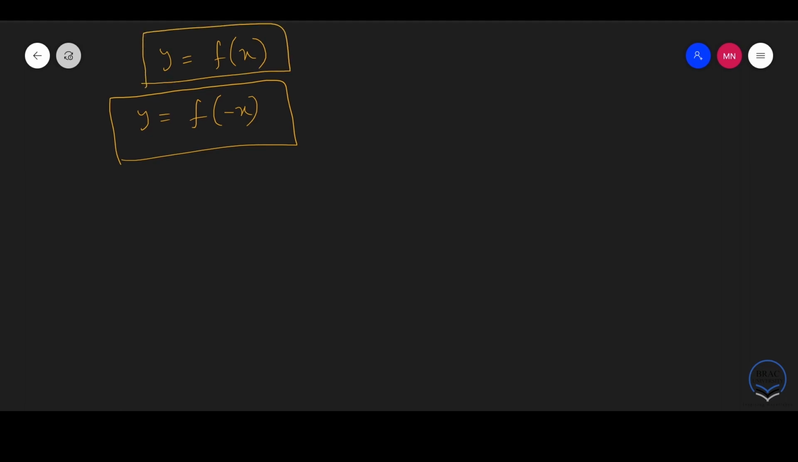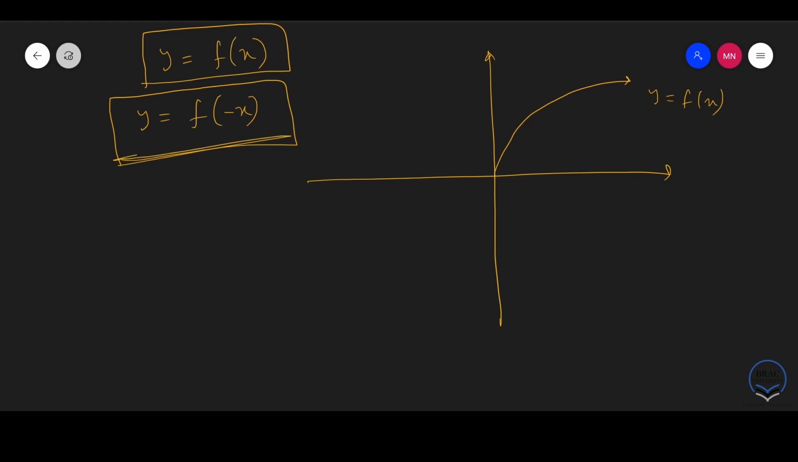Similarly, we consider the graph of another function y is equal to f of x. Now we want to graph y is equal to f of minus x. So in order to graph this function, we just reflect the graph of this function along the y-axis. If we have the graph of a function like this, so this is the graph of f of x, then to graph y is equal to f of minus x, we just reflect this graph along the y-axis. So if we were to reflect it along the y-axis, we would get a graph that looks like this.